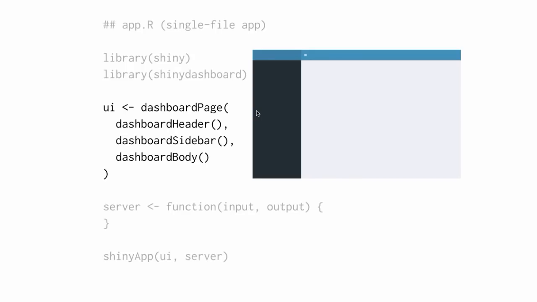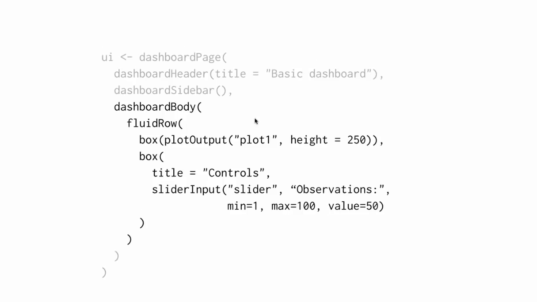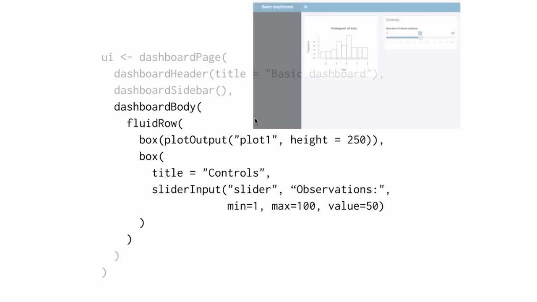Okay, and here's a more sophisticated app. Most of the content in a dashboard is going to be in the body. So this one has dashboardBody, fluidRow, which I'll explain in a little bit, and then a box. A box is the main building block of dashboards using Shiny dashboard. There's one box for the plot and one box for the controls. And it uses essentially the same server-side code as we used before. It takes an input from the slider and then generates a graph.